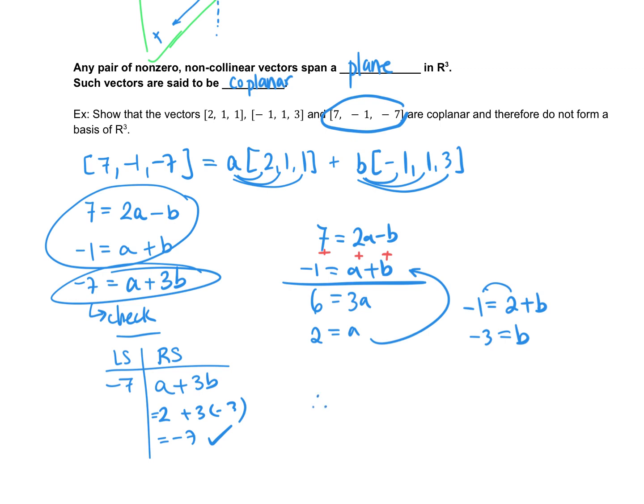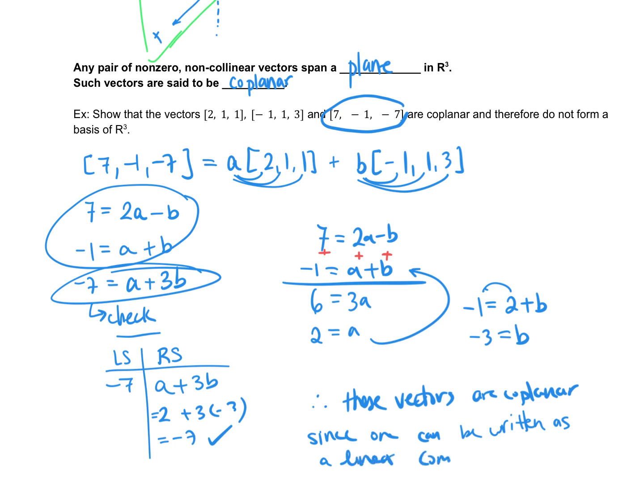Therefore, these vectors are coplanar since one can be written as a linear combination of the other two. Now I just chose this randomly, but I could have done any combination. Like I could have written the first vector as a linear combination of the other two.